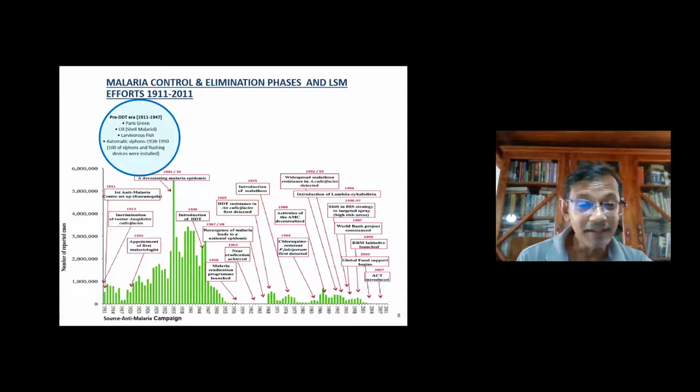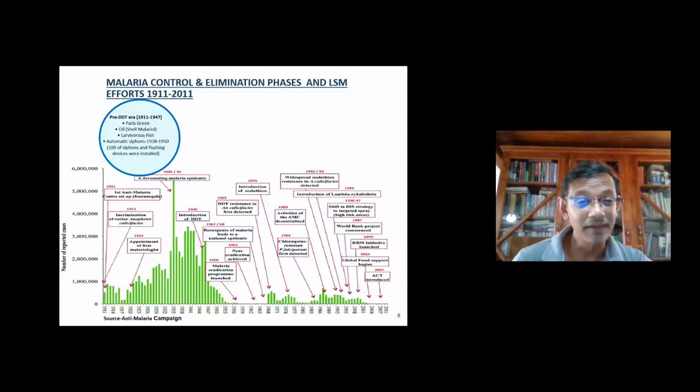And you can find in 1934 and 35 a devastating malaria epidemic in which more than 6 million clinical episodes were recorded and 80,000 people died. During this period, no core vector control was available because DDT was not yet discovered as a tool for malaria control. So naturally, LSM interventions were employed.